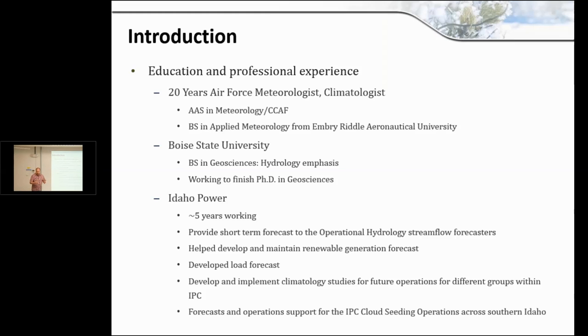Years. During that time, I provide short-term forecasts. When I say short-term forecast, we're talking out to 10 days for planning our hydro operations, which include dam operations and river operations from Jackson Lake in Wyoming all the way through the Hells Canyon complex on the Snake River, to the point where the Snake dumps into the Columbia. So quite a distance, and we do forecasts for that entire area.